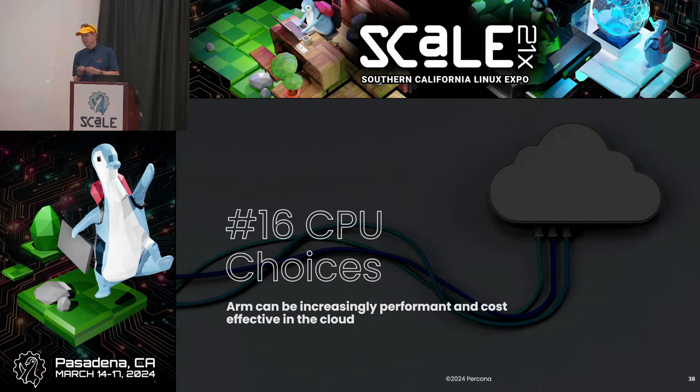Number 16 is consider CPU choices if you have to run efficiently. In particular, I think if you are on Amazon, look at Graviton ARM CPUs. They are pretty efficient and relatively power efficient. And I think there's a lot of development going on out there.